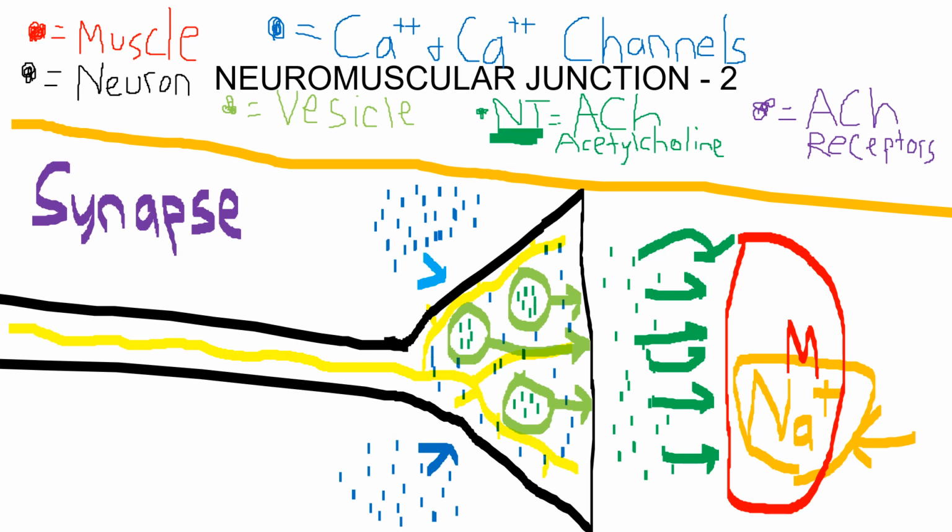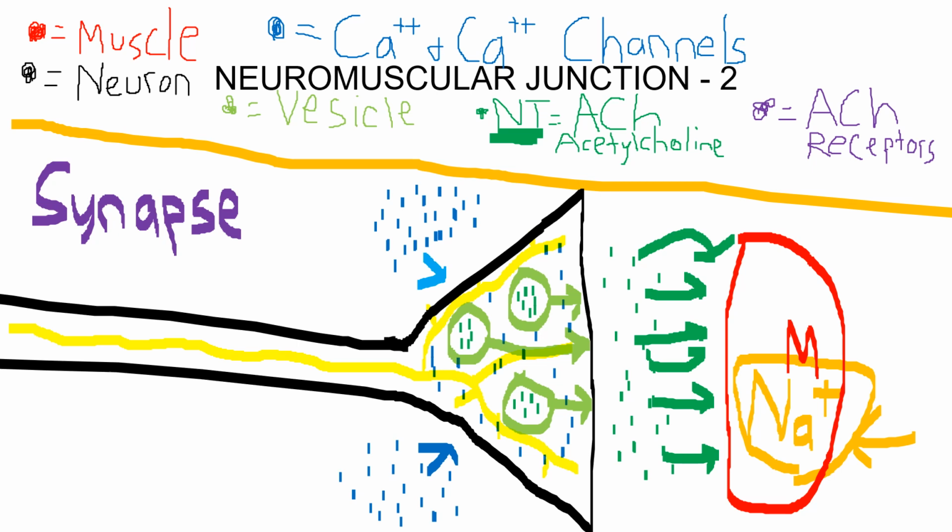And once again, the neurotransmitter is called acetylcholine. Once acetylcholine is floating around in that synaptic cleft, they just automatically start diffusing from a high concentration to a low concentration. They diffuse towards the acetylcholine receptors on the muscle. And then, once they bind, the receptors open and they let sodium into the muscle cell.